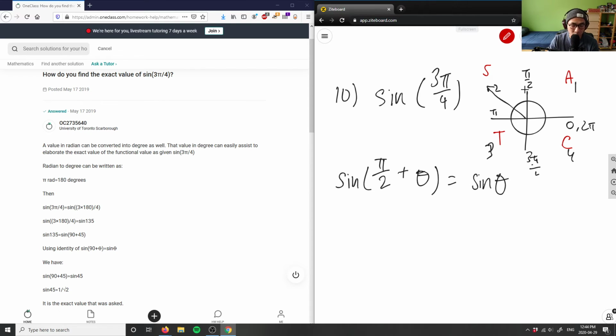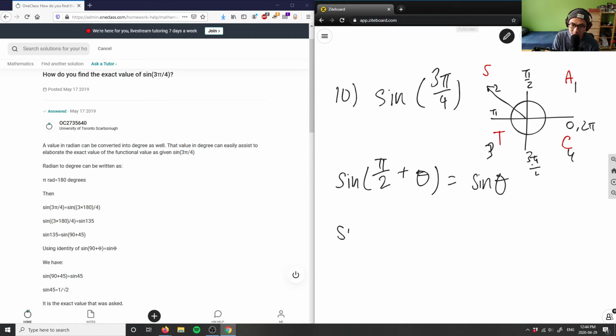A is all, so all trigonometric ratios are positive. In quadrant 2, only sine is positive. In quadrant 3, only tangent is positive. And in quadrant 4, only cosine is positive. Our angle here is in quadrant 2, so it will be a positive value. So this is positive sine x.